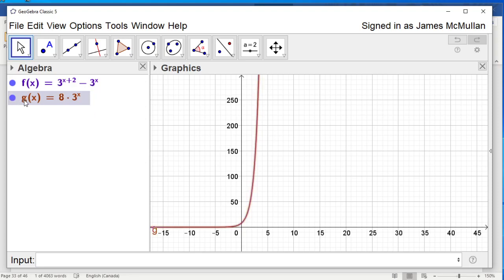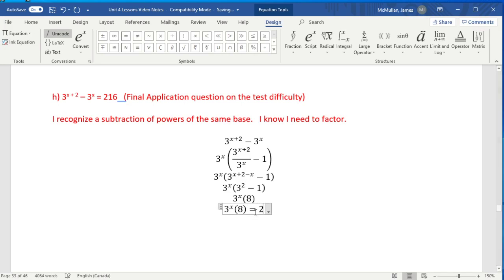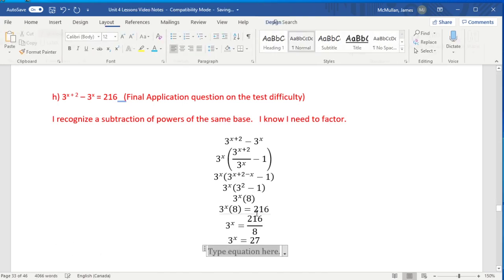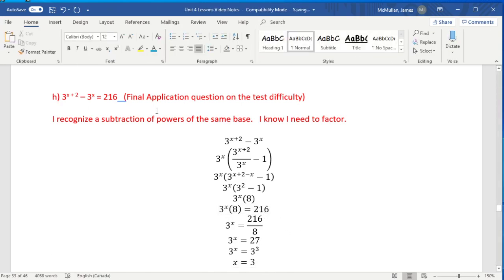Bizarre, isn't it? We'll look into how this works a little bit better later, but it's amazing to me that you can subtract 2 functions and then replace it with just one term. But anyway, it does work. So now we see that 3^x times 8 equals 216. Let's get that 8 over to the other side. 216 divided by 8 is equal to 27. Now you can see 3^x is equal to 3^3, and therefore x must be 3.